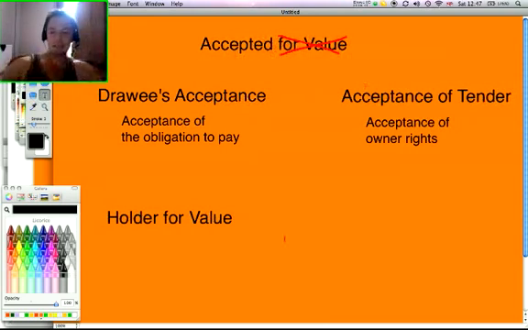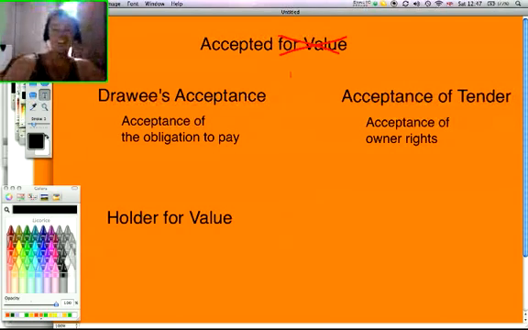Or the opposite: if you're accepting ownership rights as opposed to an obligation, say you accept delivery of a car or a laptop, and you're accepting the ownership rights for value, think about it, it can only mean that you paid for it. That's the two scenarios. You're either accepting an obligation for value you received, or you're accepting the ownership rights for value you paid. That's all it can mean.